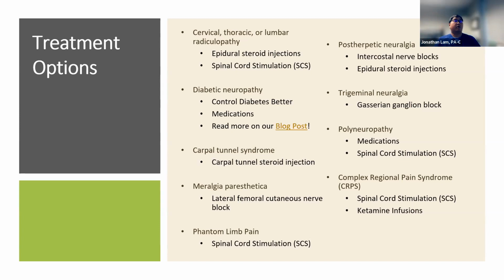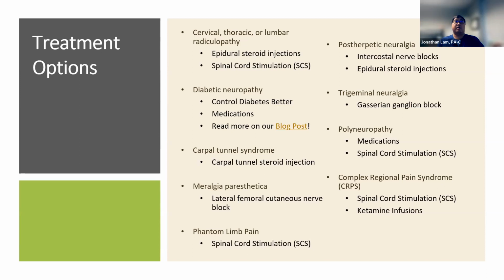So just to go over the list a little bit, we have our cervical, thoracic, and lumbar radiculopathy. These are procedures we do here. We do epidural steroid injections. And if it gets to the point where the steroids aren't working or they're starting to wear off a little bit, we can even look at spinal cord stimulation. We had a great talk with Dr. Kinder about that a couple of months ago, I think two months ago, and we took a deep dive into that. So if you like, refer back to that webinar and you'll be able to find out a lot more about spinal cord stimulation and how it might be able to help you.